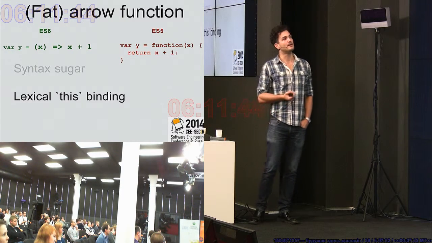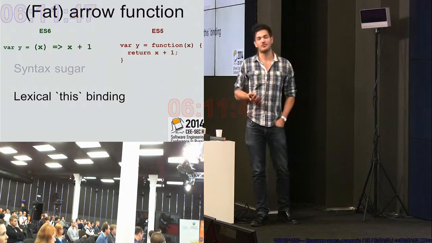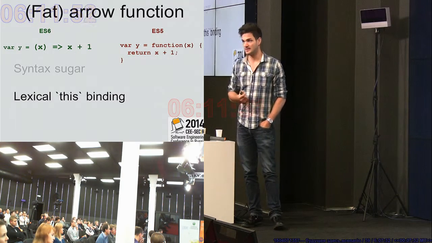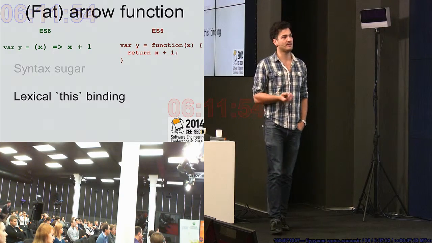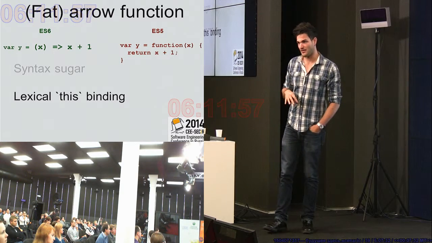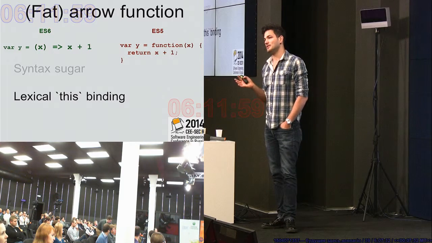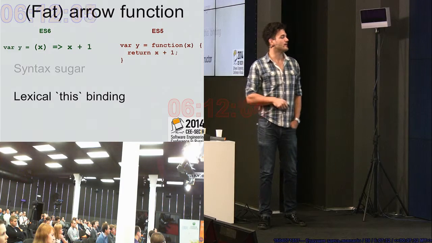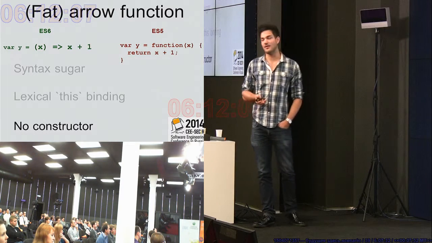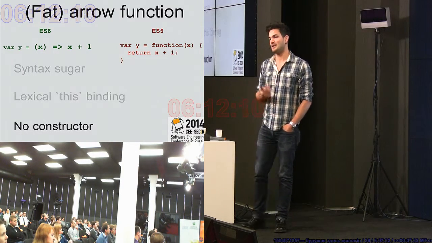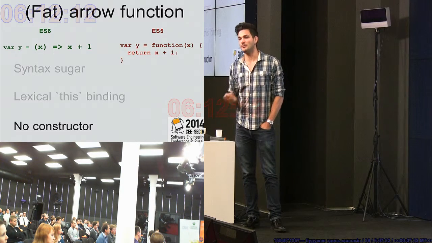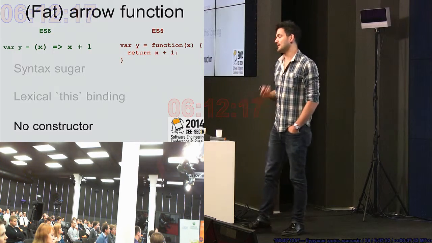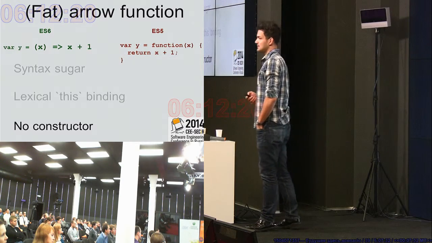But the main advantage of using fat arrow function is that this keyword is bound lexically. So that means that the value of this in a fat arrow function is set to the value of this of the outer function. And also those fat arrow functions, they don't have constructors. So basically they're used for anonymous functions. They're not constructors, so they don't have the prototype object associated.